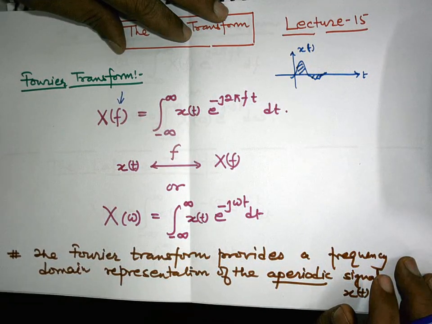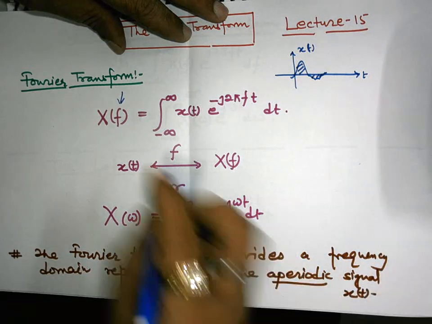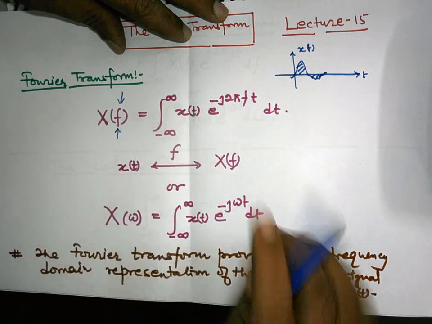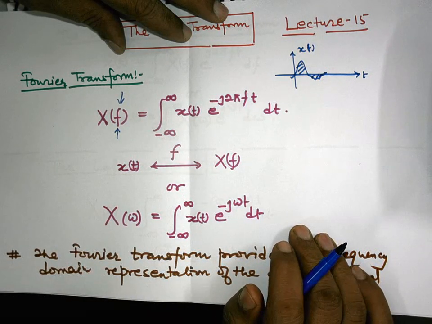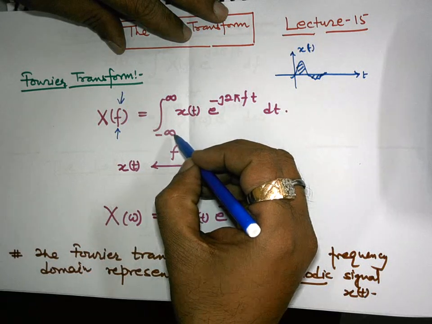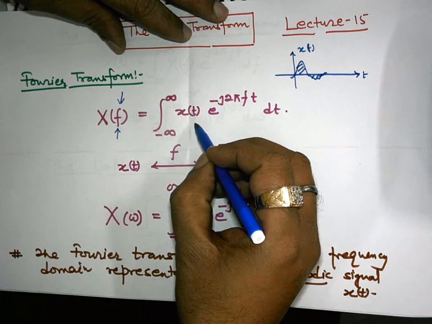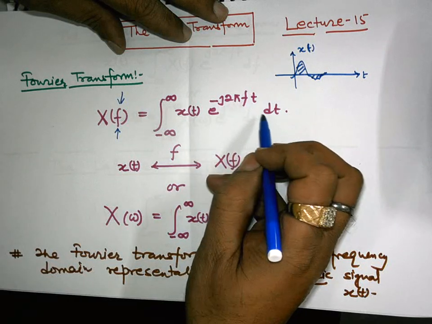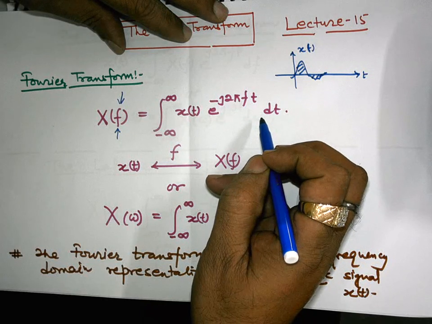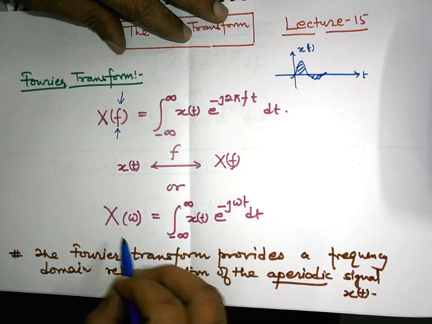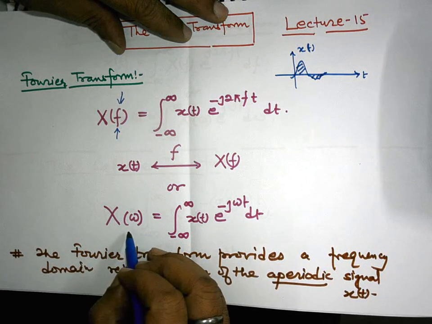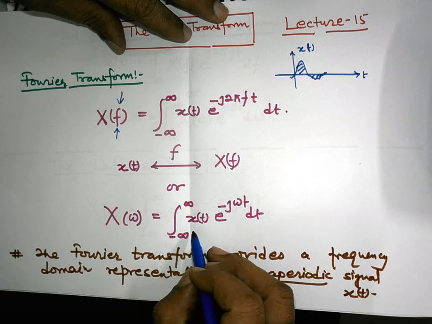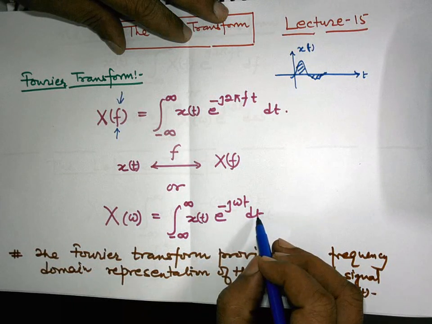A Fourier transform for a given aperiodic signal x(t) is defined as X(f), which gives the strength of the signal at a particular frequency. It is given as the integral from minus infinity to infinity of x(t) e to the power minus j 2 pi f t dt. And if it is expressed in omega form, it can be written as X(omega) equal to the integral from minus infinity to infinity of x(t) e to the power minus j omega t dt.